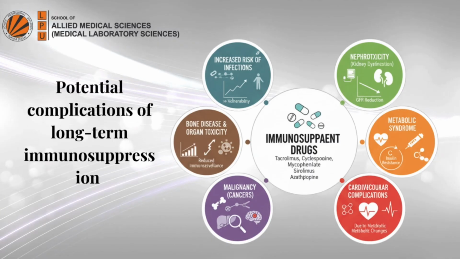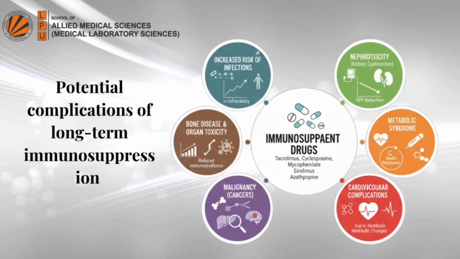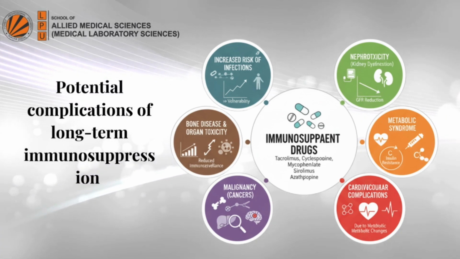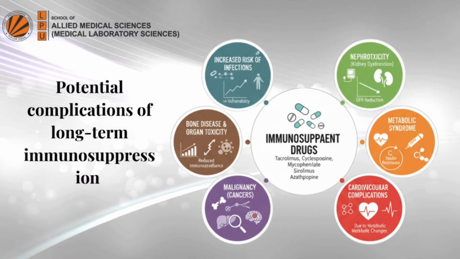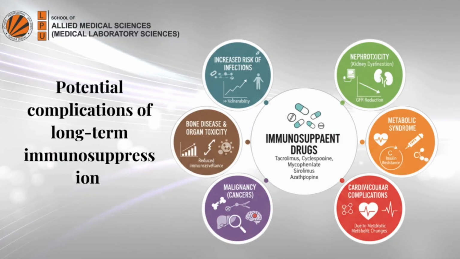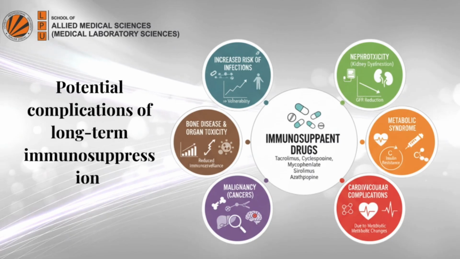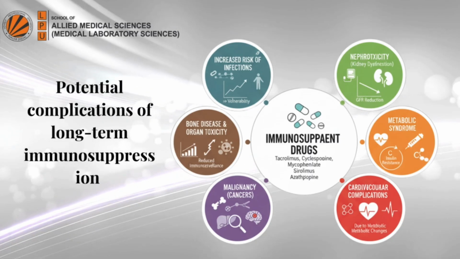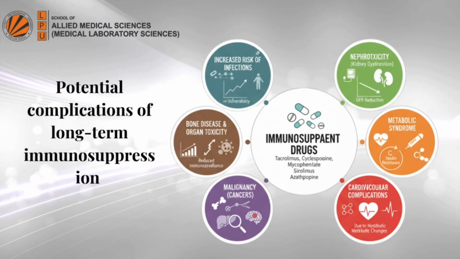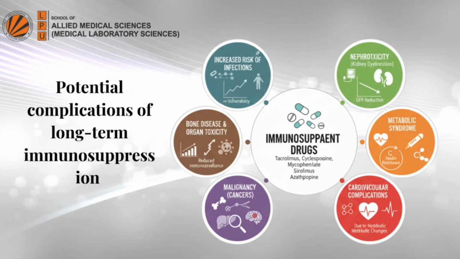Metabolic syndrome: hypertension, dyslipidemia, insulin resistance, new-onset diabetes mellitus. Cardiovascular complications, because of the above metabolic changes. Malignancy risk, de novo cancers, as immunosuppression reduces immunosurveillance for cancer cells. Bone disease, osteoporosis, and other organ toxicity, hepatic and neurological, depending on the drug. Specific drug toxicities, for example, tacrolimus can cause tremors, hypertension, and renal dysfunction.